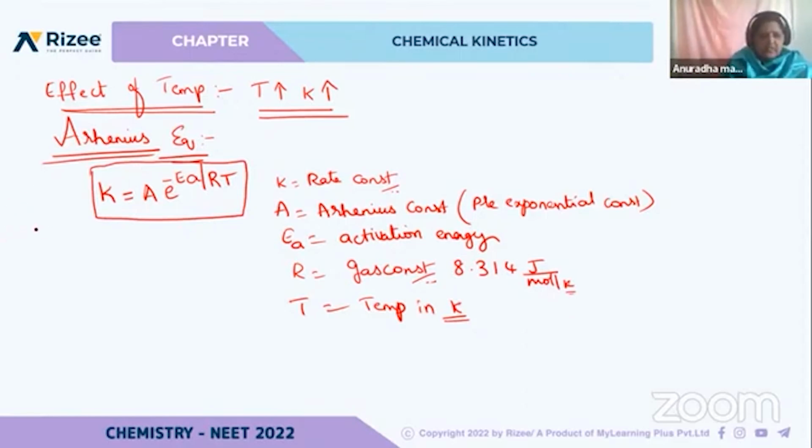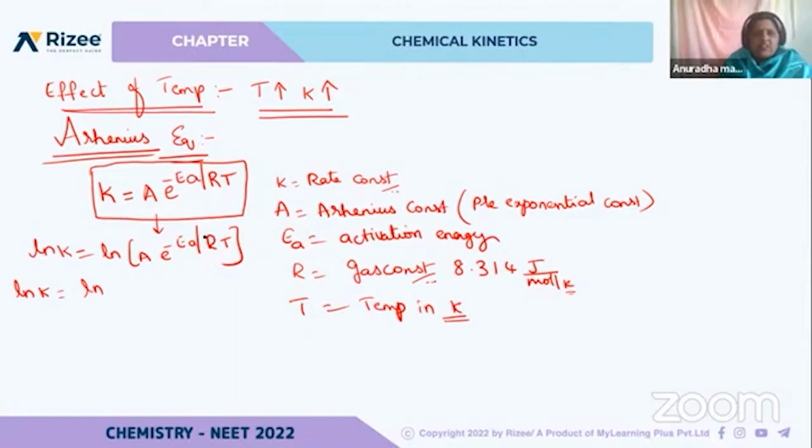So let's discuss this. If we take ln of K, that is equal to ln of A into e to the power of minus EA by RT. ln of A into B is ln A plus ln B. So ln K equals ln A plus ln of e to the power of minus EA by RT. We are doing simplification.